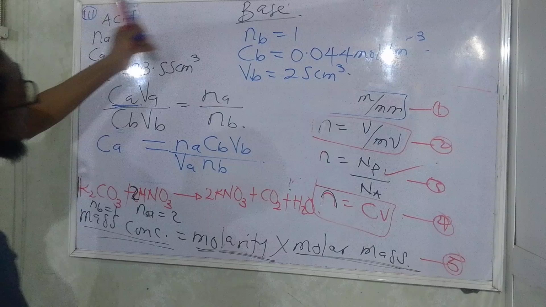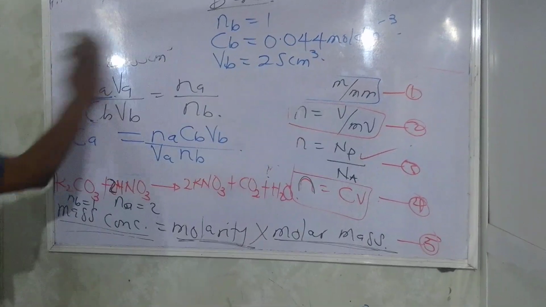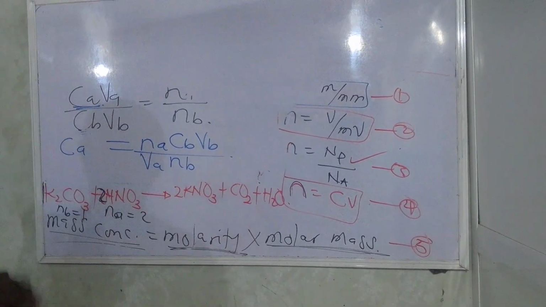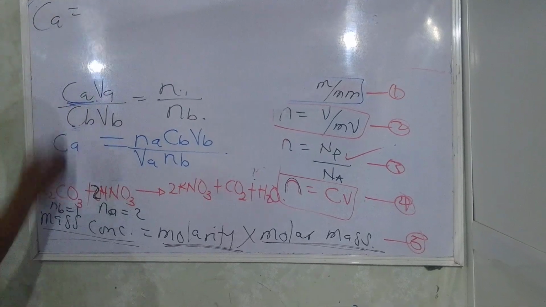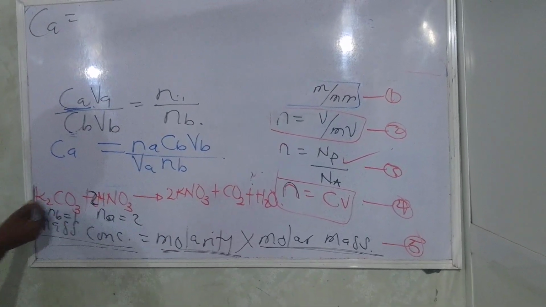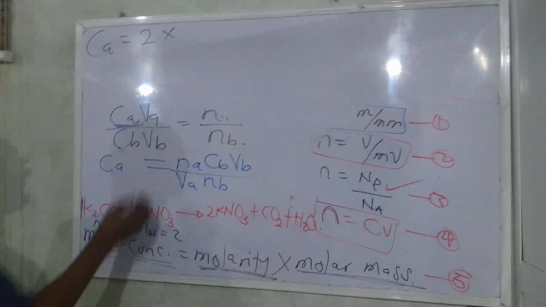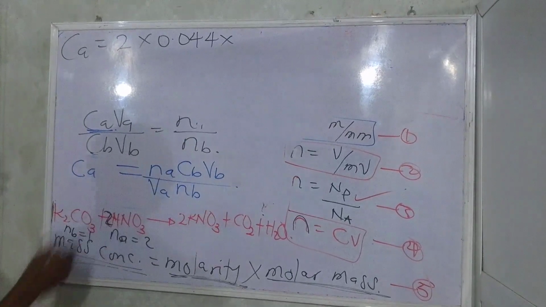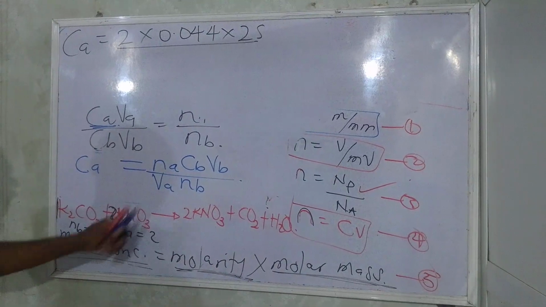If you don't mind, I will write that up again because of space. CAVA over CBVB equals NA over NB. That's what we are using to get the answer. So CA will now be equal to, what is NA, according to the one we did the other time? 2 multiplied by, what's CB? 0.044 times what's VB? I think they used 25, divided by what's VA?